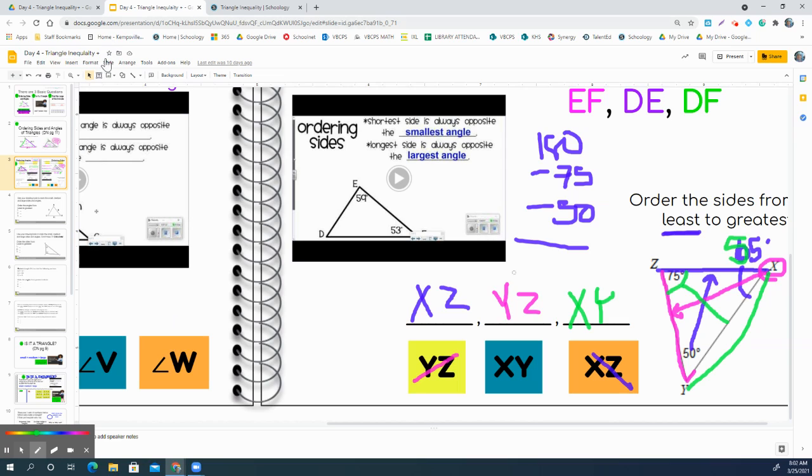So if we go to the next slide, I'm going to zoom back out. You should be able to write on it.